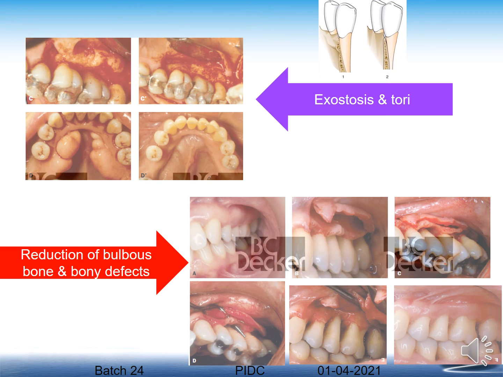Same condition, osseous recontouring done in the case of exostosis. So I can see a bulbous contour here, so I just flatten it by means of osseous recontouring. So reduction of bulbous or bony defects can be done with the help of osseous recontouring. So these are examples of them.